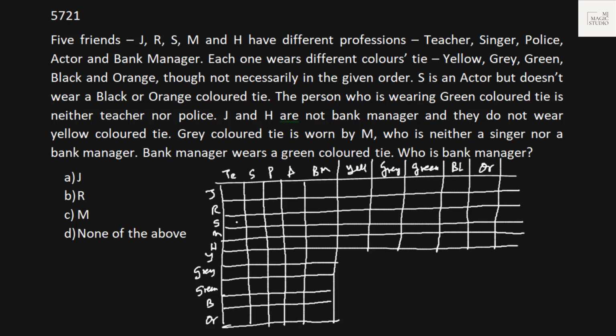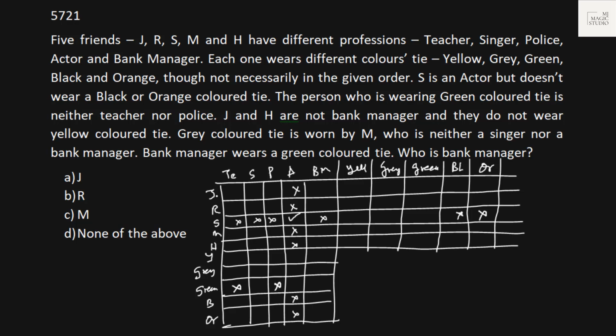S is an actor. Actor, tick. But doesn't wear black or orange. Actor is not wearing black or orange. S is not wearing black or orange. Person who is wearing green is neither teacher nor police. Okay, teacher is not wearing green. Police is not wearing green.